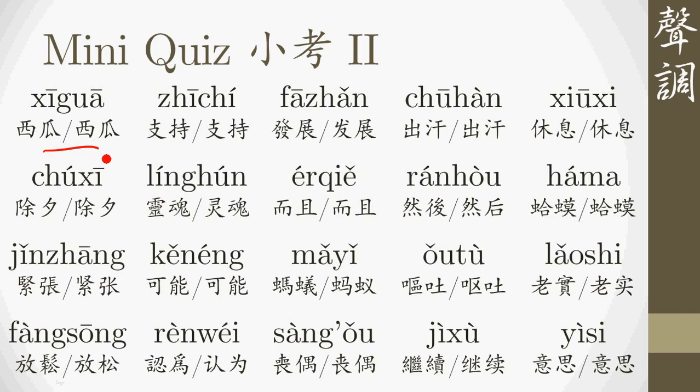西瓜. Means watermelon. 西瓜. Next one, 支持, which means to support, like you support someone doing something. 支持. Next, 发展, which is development, like the development of a country. Next, 出汗, which is to sweat. 出汗. Next, 休息, which is to rest. 休息.